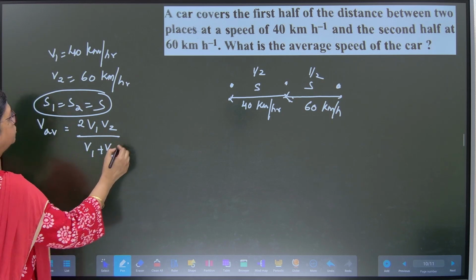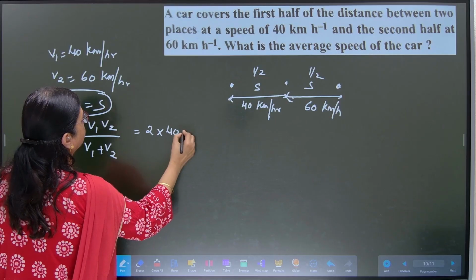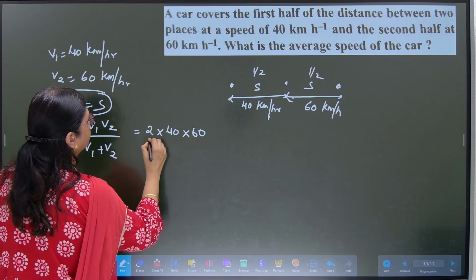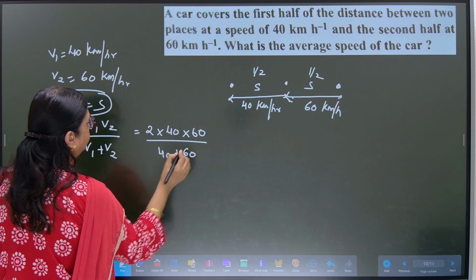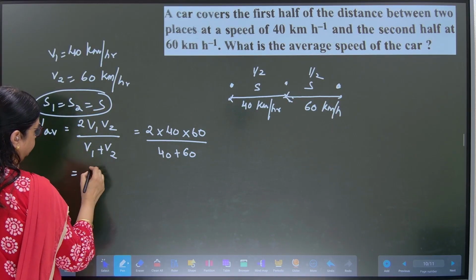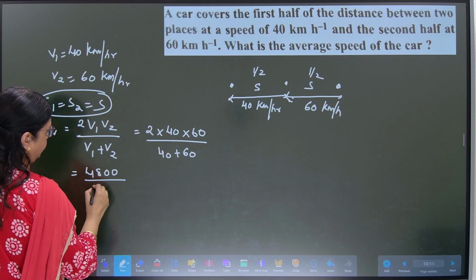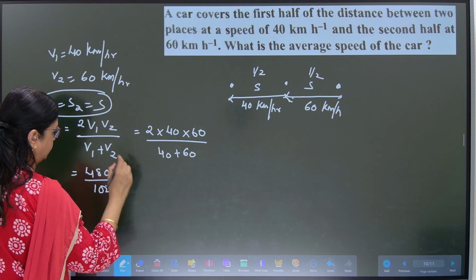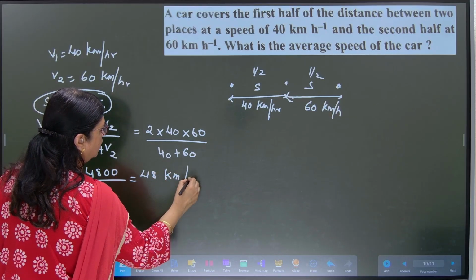Fine. So I substitute here. What is V1? 40. What is V2? 60. So 2 into 40 into 60, upon 40 plus 60, which is 100. So the answer is 48 kilometers per hour.